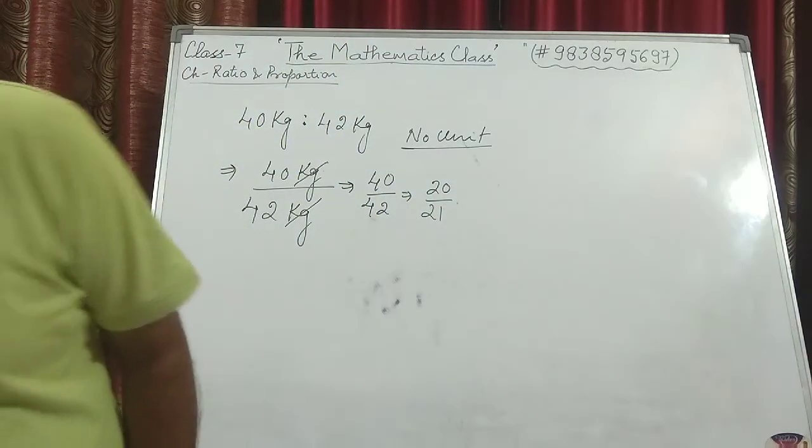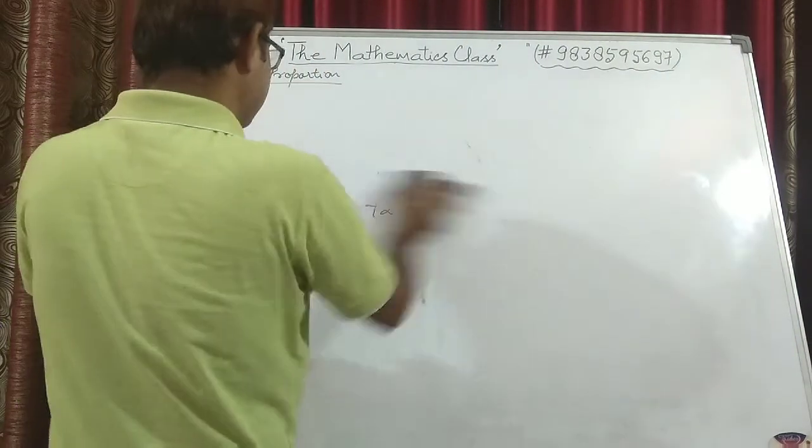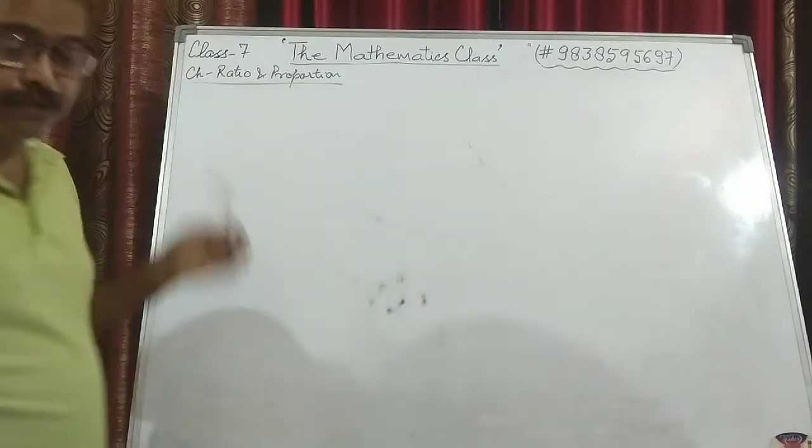Then, when is a ratio said to be in the lowest form? What is the meaning of lowest form?